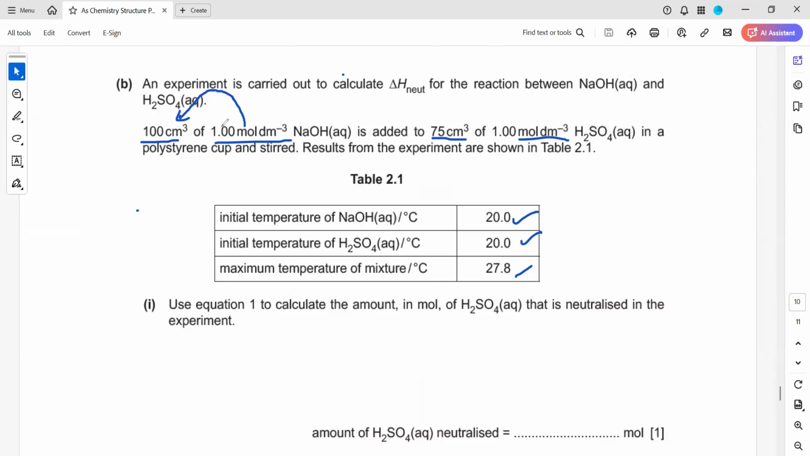Just use the ratio, moles is concentration times volume, and then it will be half of it, as 2:1 is the ratio between them. You have 0.1 here, this will be x, so cross multiply. So 0.05 will be the answer here. That will give us the moles of sulfuric acid which are neutralized.